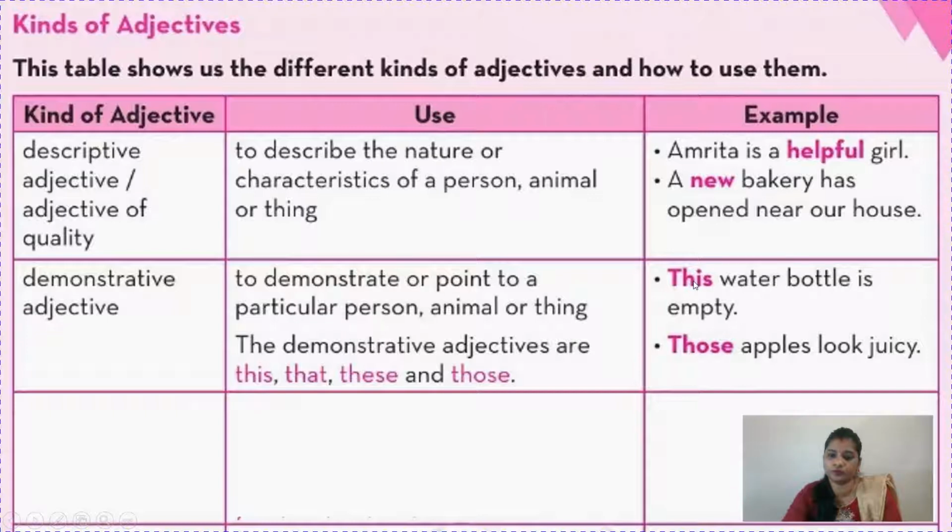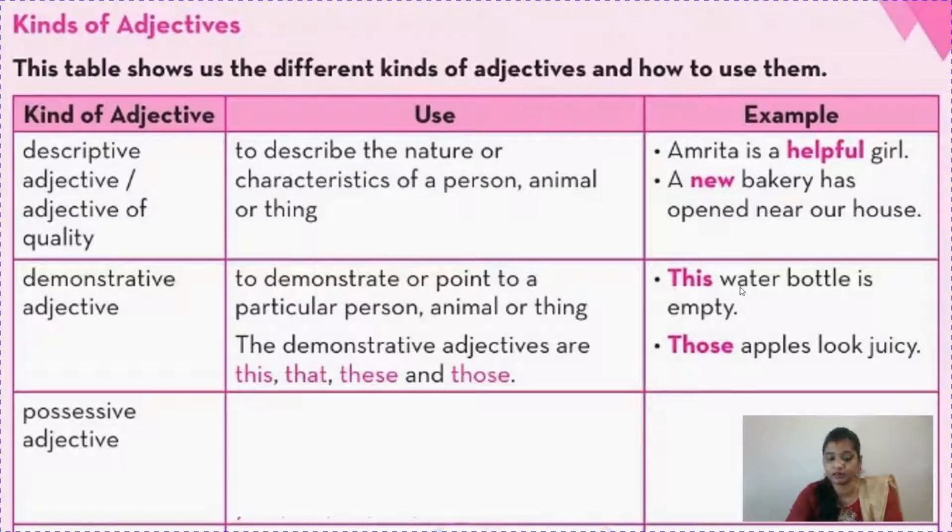Suppose you have written, This is an empty water bottle. So this is not an adjective. It is demonstrative pronoun. So don't get confused between demonstrative adjective and demonstrative pronoun. Children, I have made one video where I have shown the difference between demonstrative adjective and pronoun, possessive adjective and pronoun, and interrogative adjective and pronoun. You can check the video to make your concept clear. Okay. So once again I am telling you, these words, this, that, these, those, they will be placed before the noun. Then they will become demonstrative adjective.